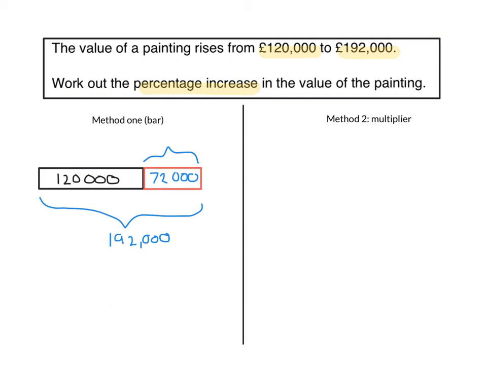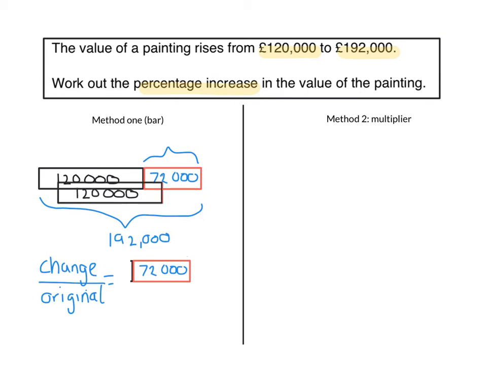We want to know the percentage increase in the value of the painting. So what percentage did it increase by? So it increased by that 72,000 out of the original 120,000. So it's always out of the original. That's where this formula comes into play. Change over original. Okay, so we've got the 72,000. If I just copy that here, out of the original 120,000.